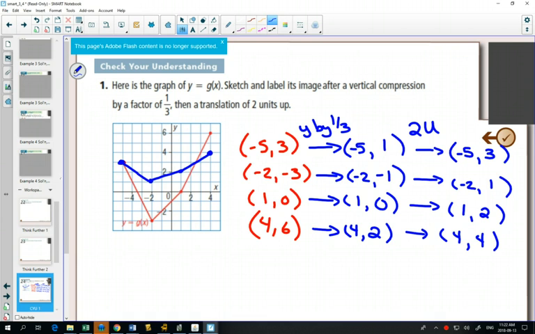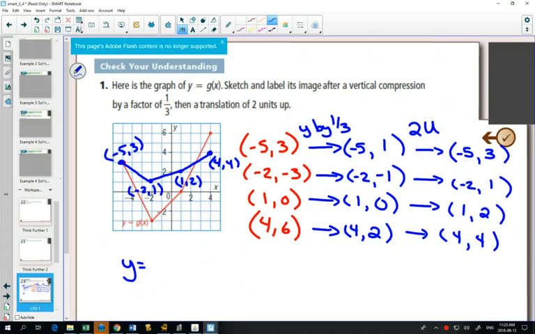It says label the image, okay? Maybe they mean label the points, so we should label that this is (4, 4), (1, 2), (-2, 1), and (-5, 3). Labeling the image might also mean that we want to write the equation in terms of the function g. So in addition to labeling it there, I'm going to write the equation in function notation. In other words, in terms of the function g.